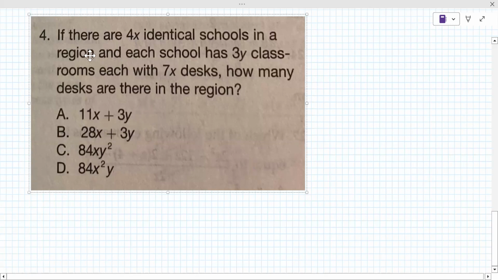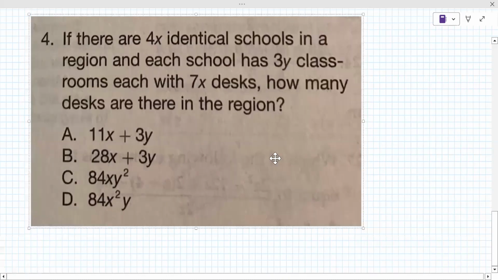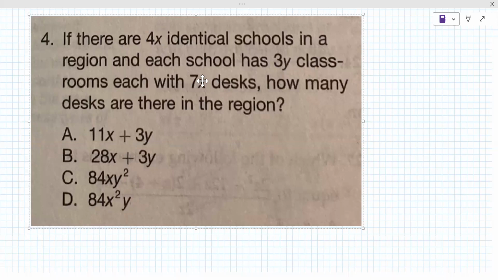I like it. All right, let's look at a new problem here. Number 4. If there are 4x identical schools in a region, and each school has 3y classrooms, each with 7x desks, how many desks are there in the region? All right. This again can be done 2 ways. It can be done where you pick a number and see if it works out, or you can try to use the equation. Or some combination thereof, where maybe you can't do all that, but you can do a little bit of each.